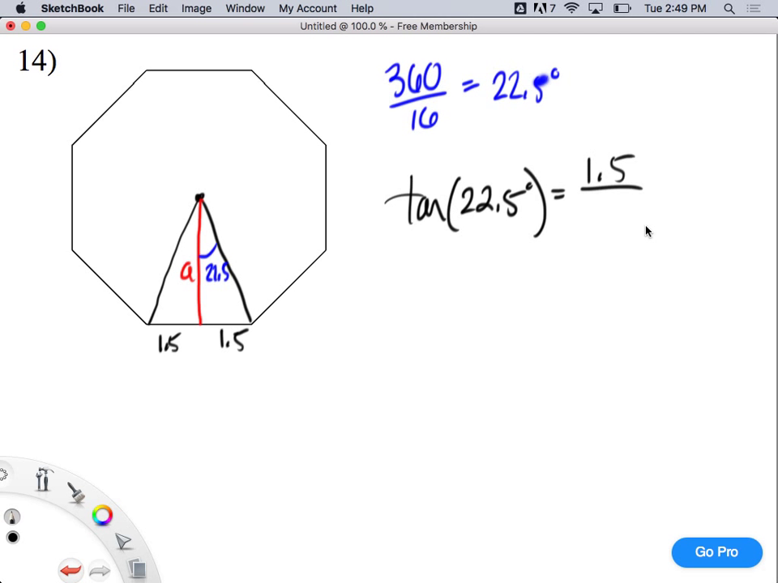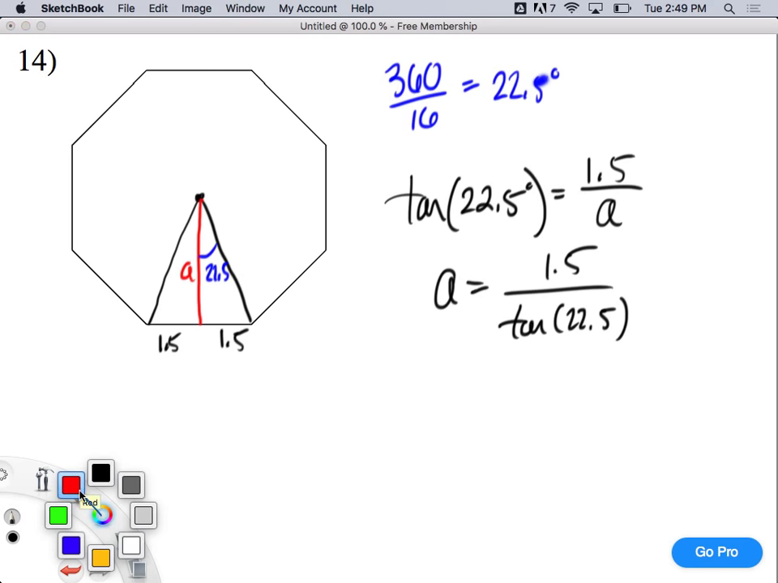Opposite, adjacent. You see this triangle here, guys? Okay? All right. So it's 1.5 over A. Guys, skip the steps. A just equals 1.5 over the tangent of 22.5. You have my permission. You just swap these two. If you have tangent equals 1.5 over A, you just swap them. A equals 1.5 over tangent of 22.5. You plug that in your calculator.